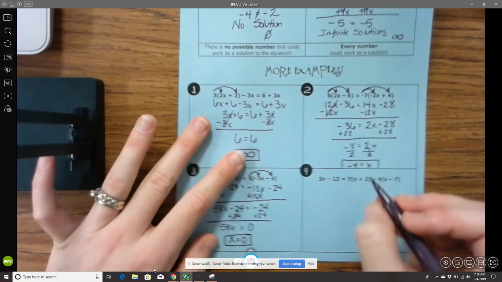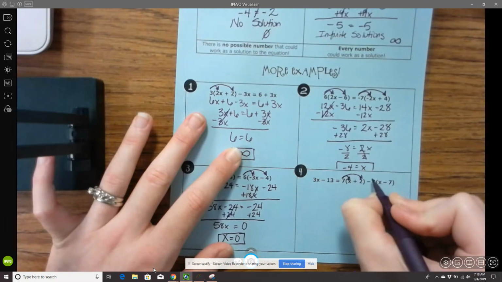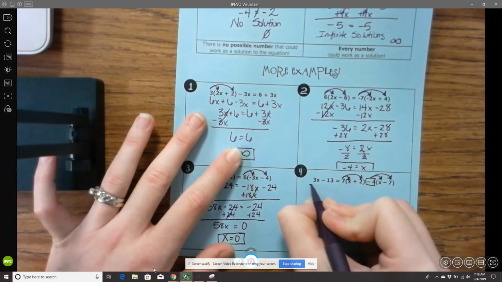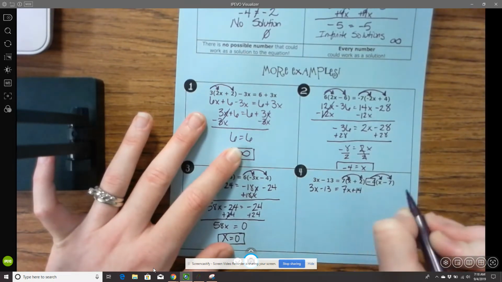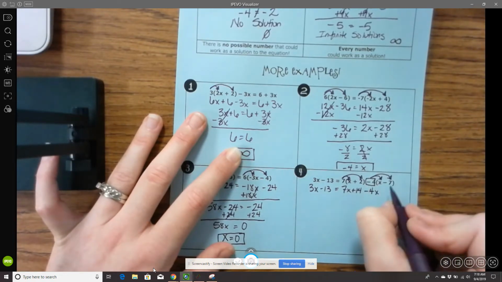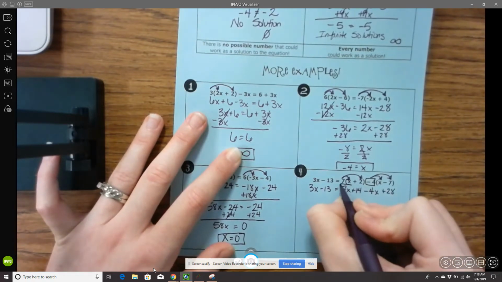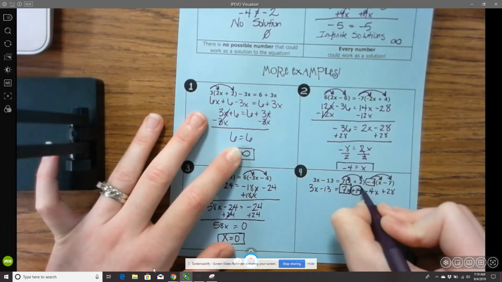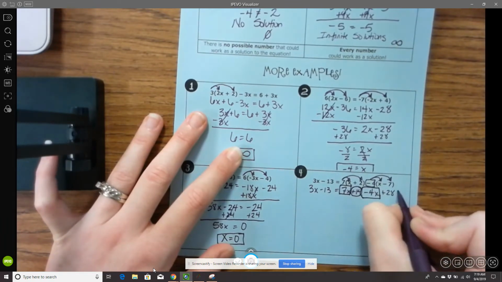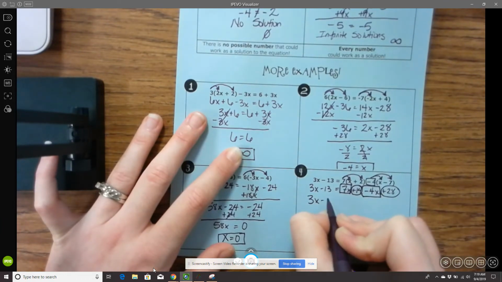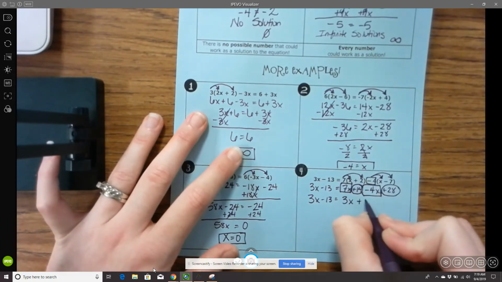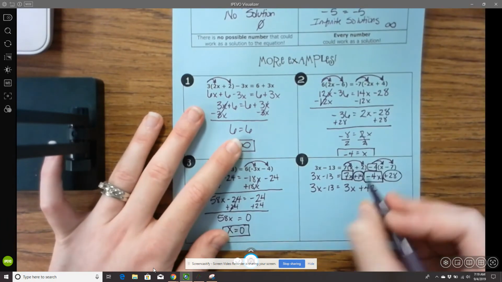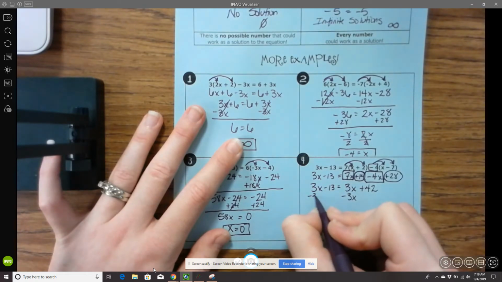All right, and then our last one here, we've got to distribute twice. So remember again, negative 4 is what we're going to distribute here, the whole piece. 3x minus 13, 7x plus 14, minus 4x plus 28. So we've got to combine like terms. So I've got 3x plus 42. So then we're going to subtract a 3x from both sides.